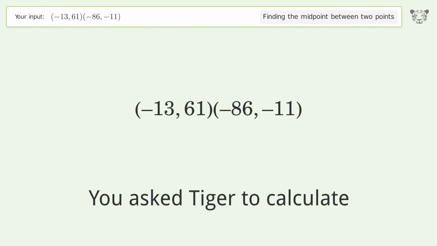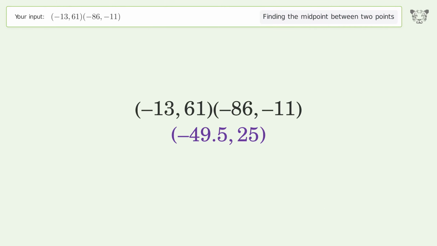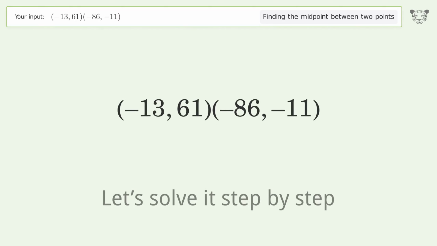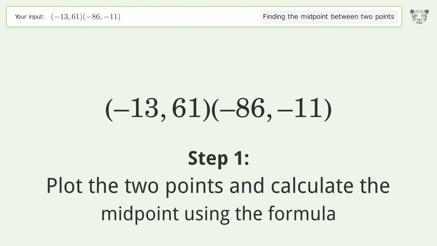You ask Tiger to calculate. This deals with finding the midpoint between 2 points. The midpoint between the 2 points is negative 49.525. Let's solve it step by step. Plot the 2 points and calculate the midpoint using the formula.